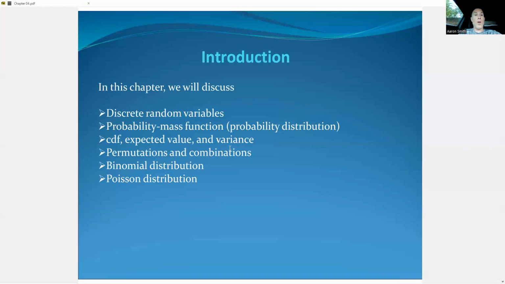All right, so we're going to talk about discrete random variables. We're going to talk about probability mass functions. So here, we're going to say that there's a math equation that gives us the probability that a particular value will be observed when we're looking at the random variable. We're going to look at the cumulative distribution function. We're going to look at the expected values, so the population average, and we're going to look at the population variance. We'll look at permutations and combinations, and then we'll look at the binomial distribution and the Poisson distribution.